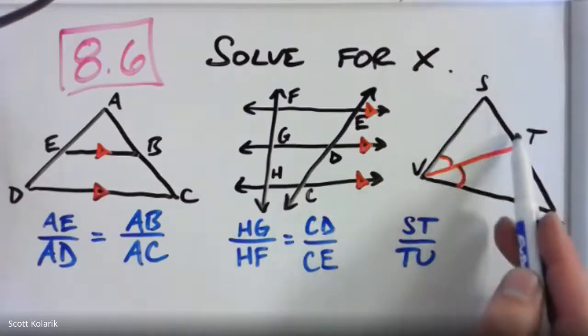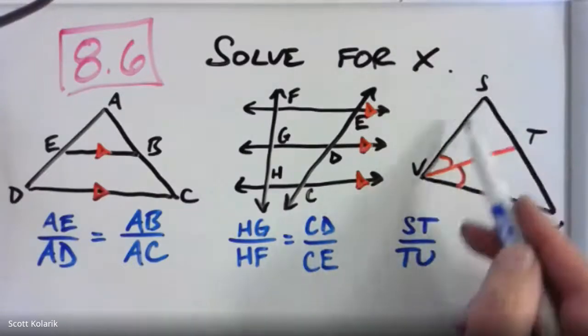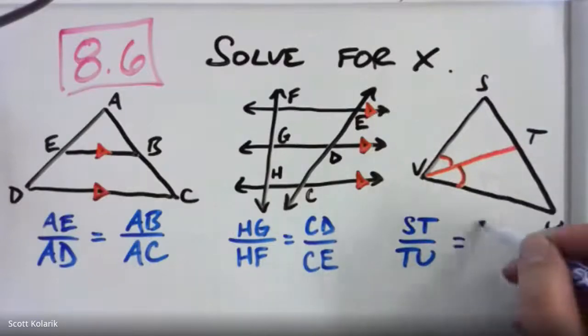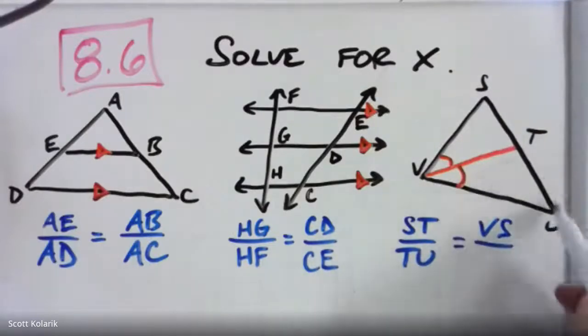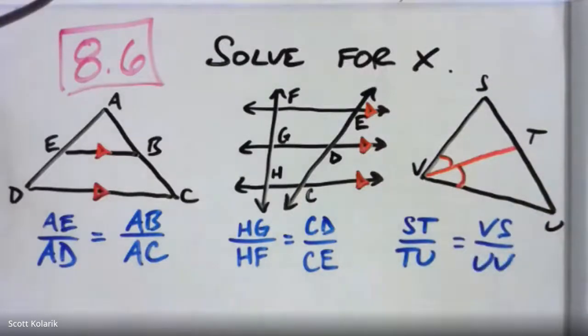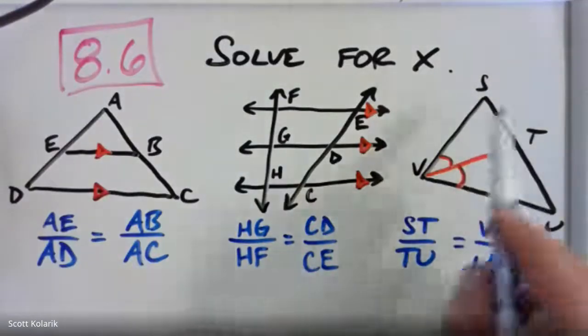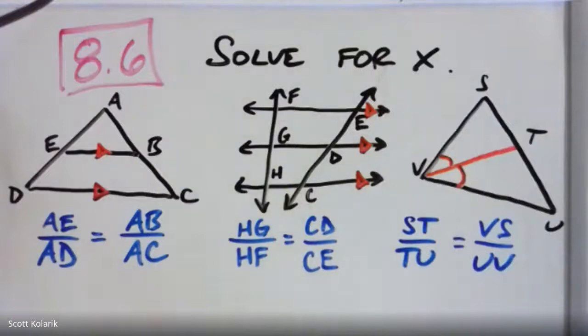So ST was in the numerator here. ST is going to be paired up with VS in the numerators, and then TU is going to be paired up with this UV down here. So again, you'll be given some unknown, and you'll use that to solve for X using cross multiplication. But those represent the three theorems of proportionality that we had in section 6.